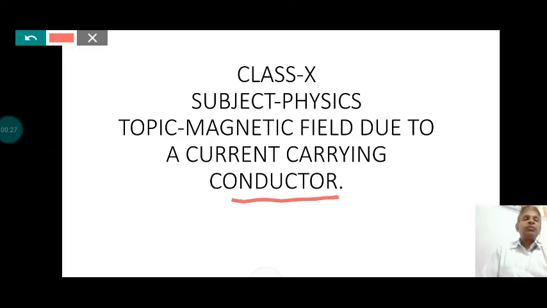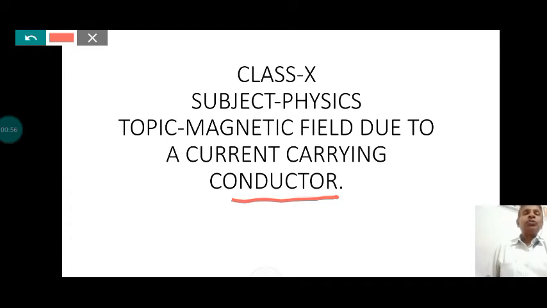The magnetic field produced by a bar magnet was described in the previous video. In this video we will discuss the magnetic field produced by a conductor. The conductor's shape may be a straight wire, a circular loop, a coil, or a solenoid. That will be discussed in this video.